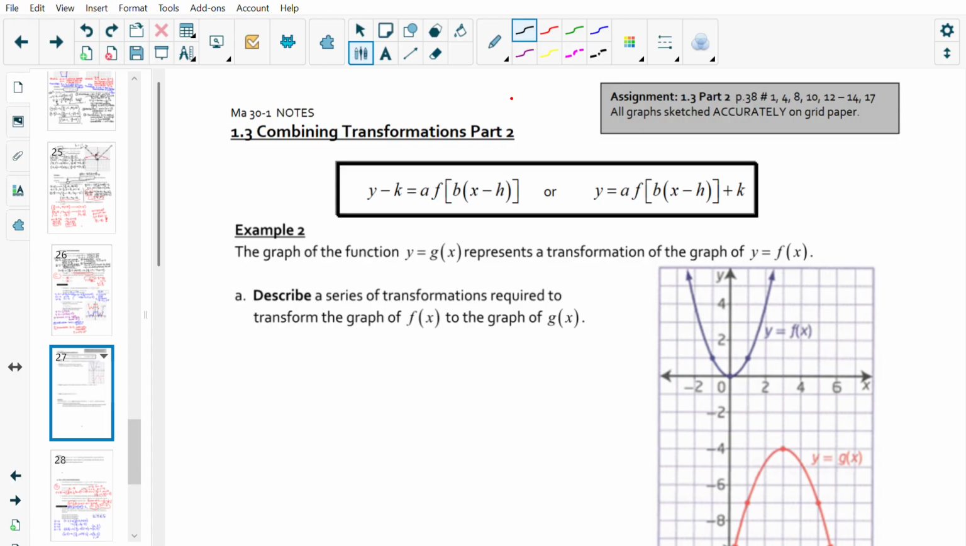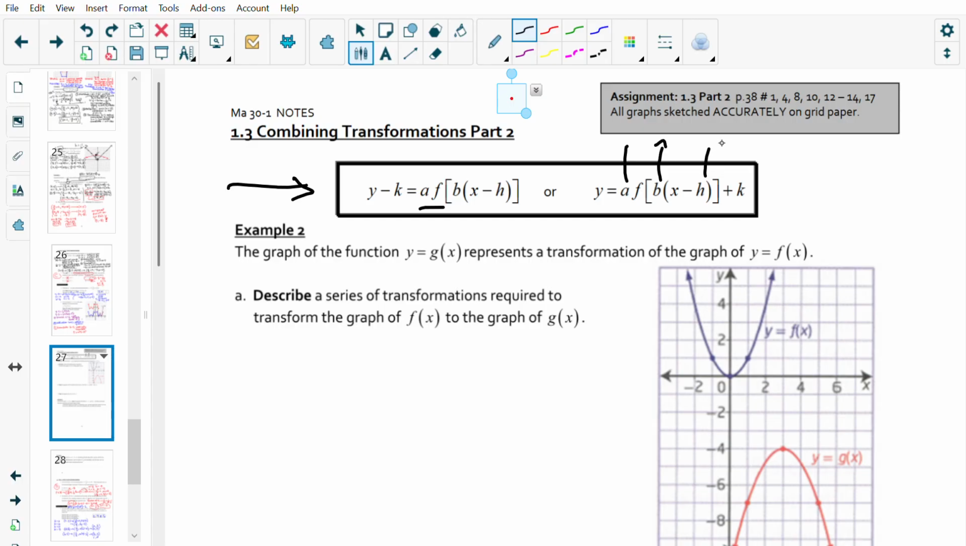Before we start, the general transformation model is y minus k equals a times f of b times x minus h, or if you isolate the y, y equals a times f of b times x minus h plus k, where a is your vertical stretch factor. So that is your vertical stretch about the x-axis. Okay, b is your b value, where 1 over the absolute value of b represents your horizontal stretch factor, so your horizontal stretch about the y-axis.